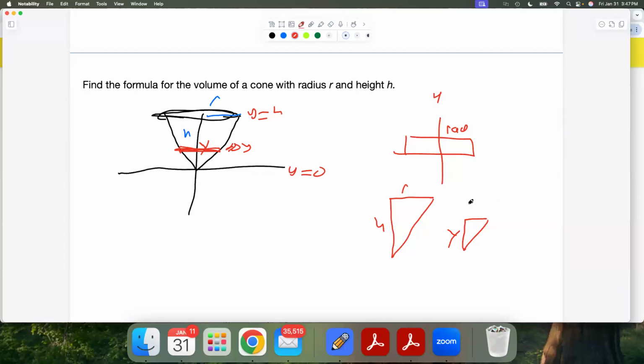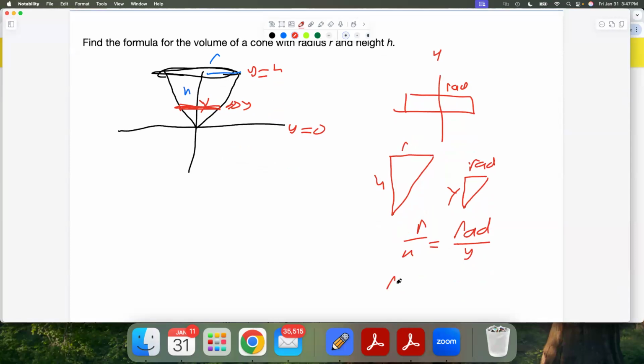Let's give it a name. I'll just call it radius of that disk right there. So similar triangle: R over h equals the radius I'm looking for over y. So that radius then will be y times r over h.